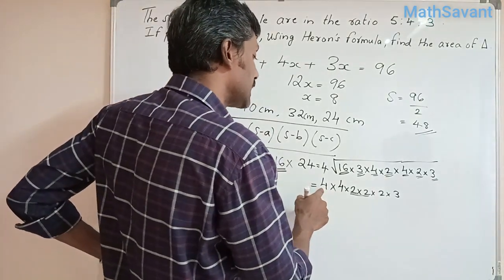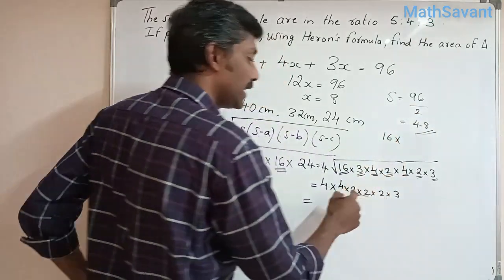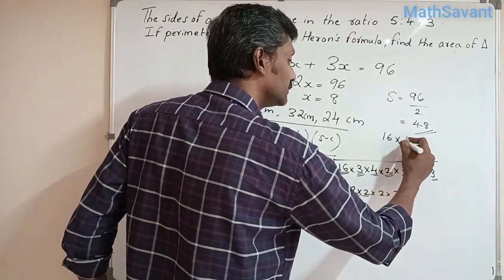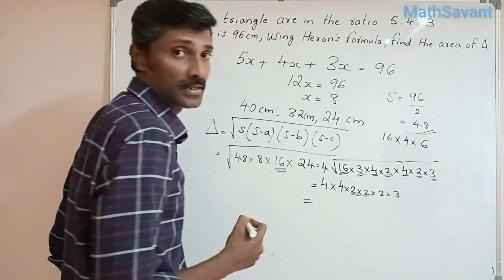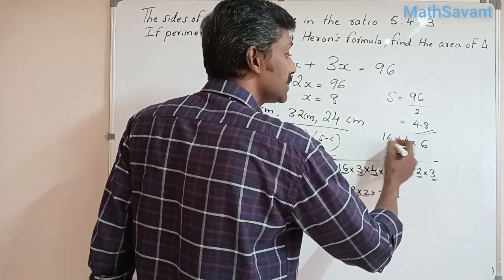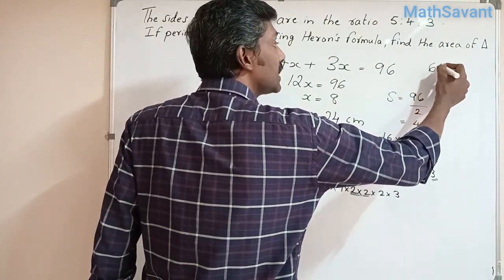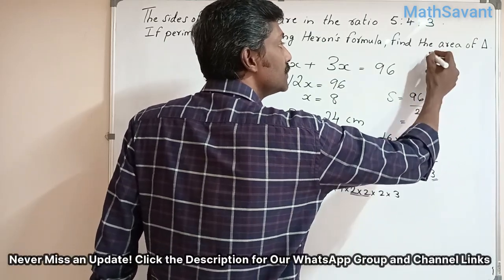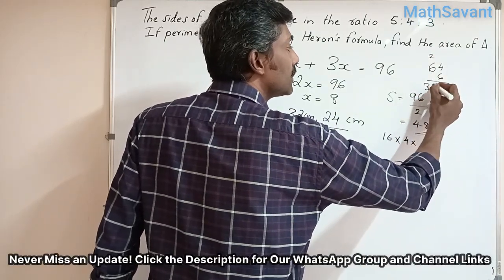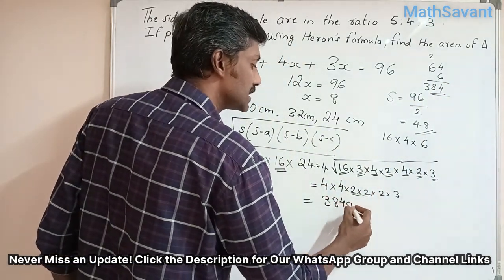Now we have to multiply and find out what is the result. So 4 times 4 is 16. Then we have 2 into 2, 4. Then we have 2 into 3, 6. So multiply all these things and you will get the final answer, right? So 16 times 4 is 64, and 64 times 6: 6 times 4 is 24, and so on, we get 384, right? So the answer is 384 centimeters square.